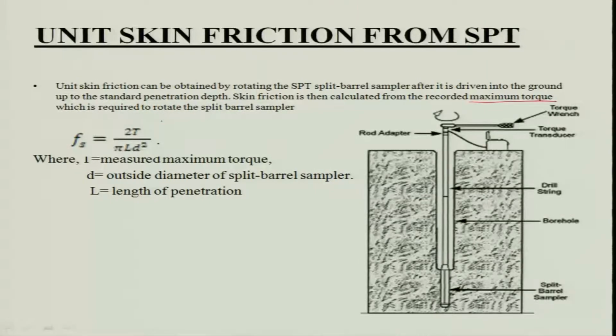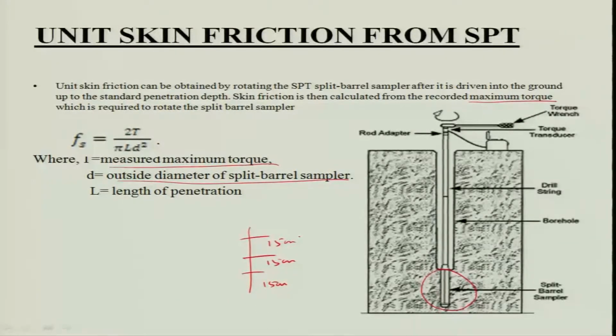Fs is equal to 2T over pi L d square. T is your measured maximum torque, d is your outside diameter of the split barrel sampler or split spoon sampler, and L is the total length of your penetration. Length of penetration: we are measuring the last two 15 centimeters, that means it will be penetrated first 15 centimeter, then 15 centimeter, then 15 centimeter. So, length of penetration will be 45 centimeter. From there you can get unit skin friction.